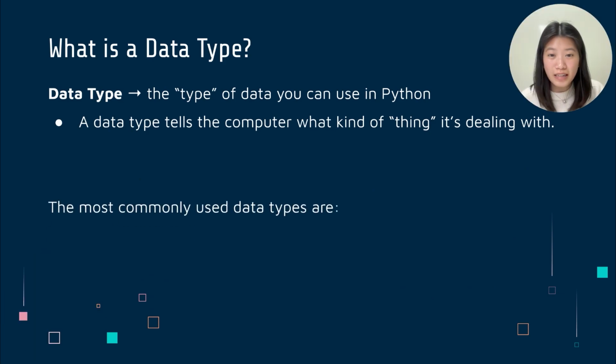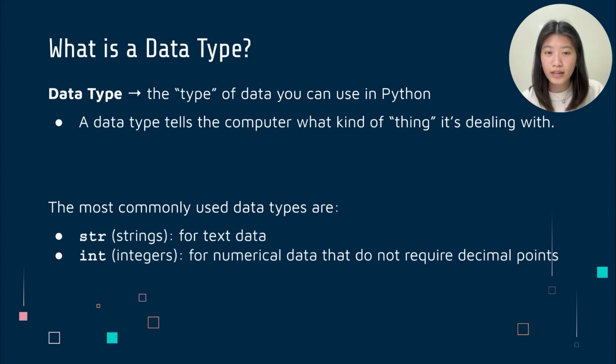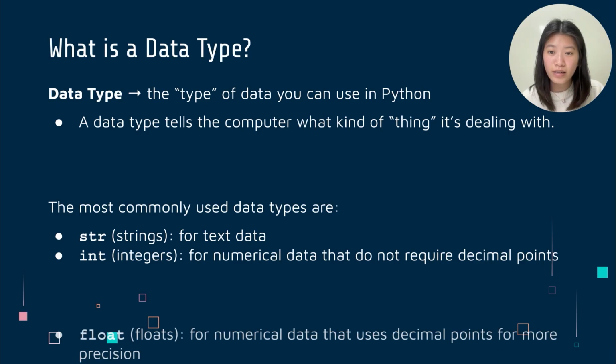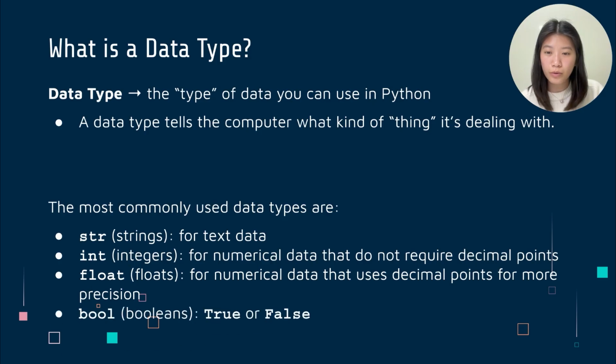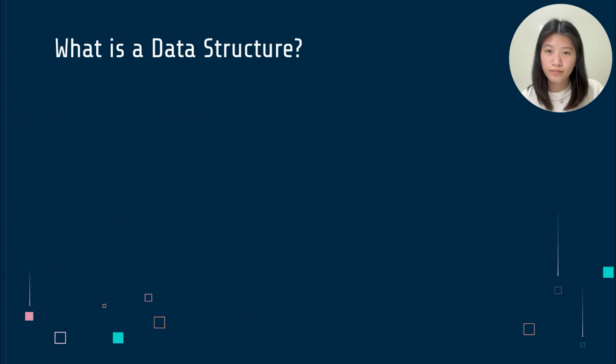So here are some of the data types we'll be discussing today. We'll be discussing strings for text data, integers for numerical data that do not require decimal points, floats for numerical data that use decimal points for more precision, and bool or booleans, which are just the values true or false.